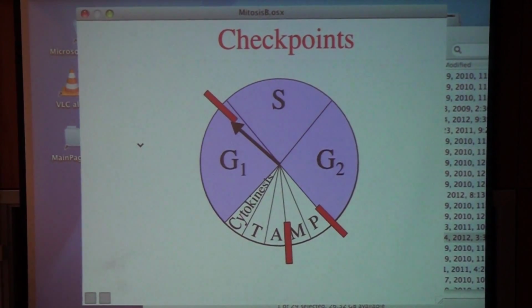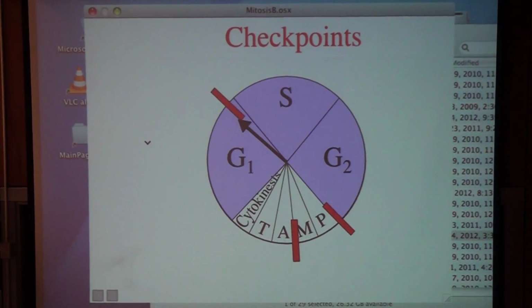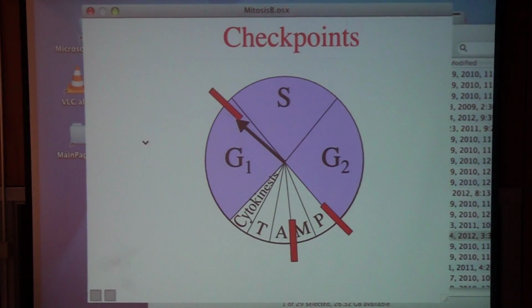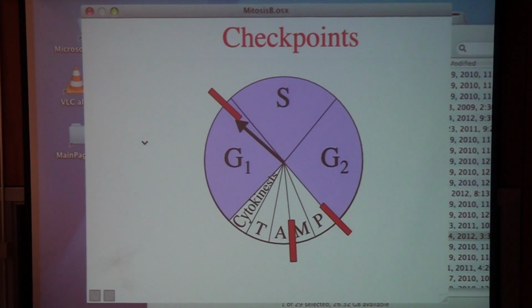All right. So what I want to do is look at these checkpoints in a little bit more molecular detail and see exactly what's going on at the checkpoint, what exactly makes the cell stop, and how the cell gets past that particular checkpoint when it's appropriate for the cell to move past it. Let's start off with the G1 checkpoint.